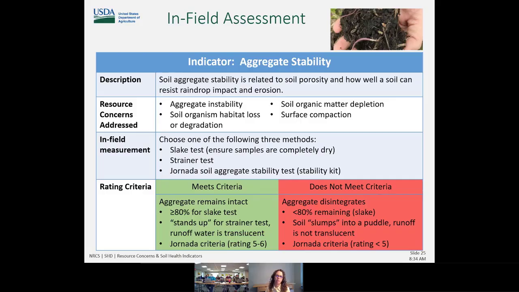It would not meet the criteria if the aggregates disintegrate, if there's less than 80% remaining for the Slake test, and I'll show you some slides of that, or if the soil breaks down and slumps into a puddle, or if you see that runoff has a lot of particles in it, or lastly, if the Jornada criteria is less than 5.